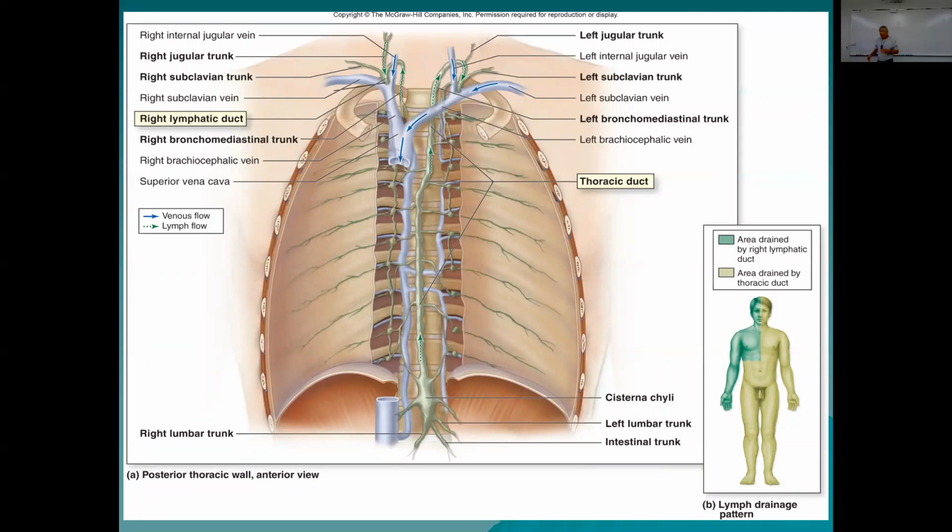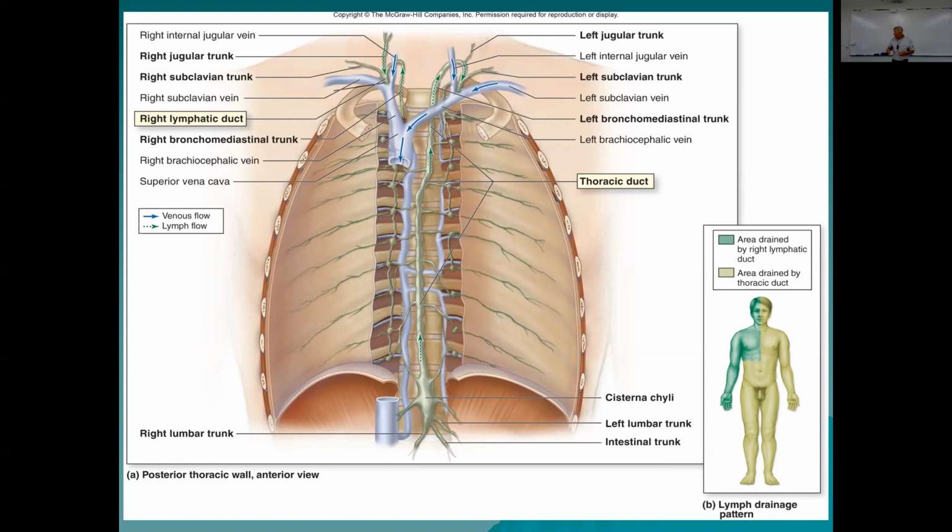Here is a look of the chest area. At the very bottom, we have the right lumbar trunk and intestinal trunk, you don't have to know their names, that lead into what's called the cisterna chyli, which is a big space, a very large lymphatic vessel. It's like a blood sinus in the sense that lots of lymphatic trunks lead to this big area.